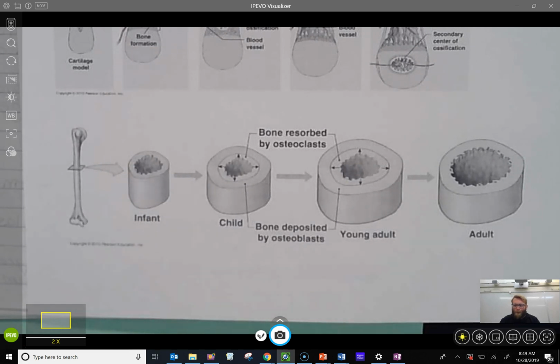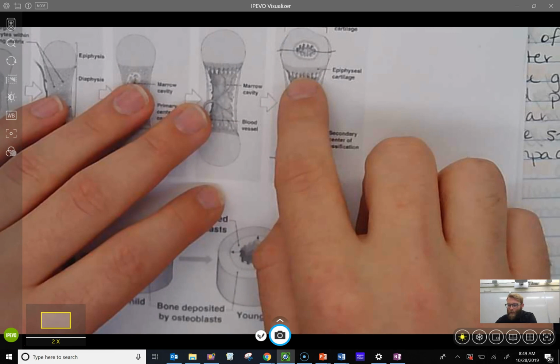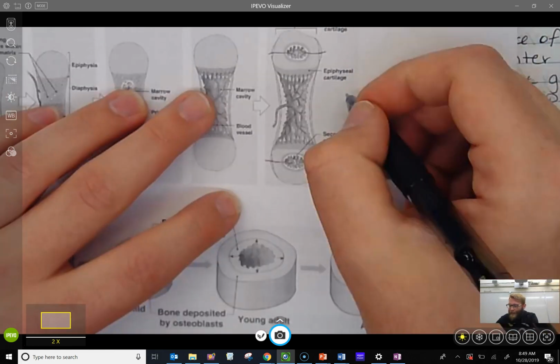Bone growth overall is going to accelerate during certain times of your life, such as during puberty. When you have those growth spurts, those osteoblasts increase their rate and just start building a lot of bone. That's occurring at that epiphyseal cartilage. So this is where that pubescent growth comes in.